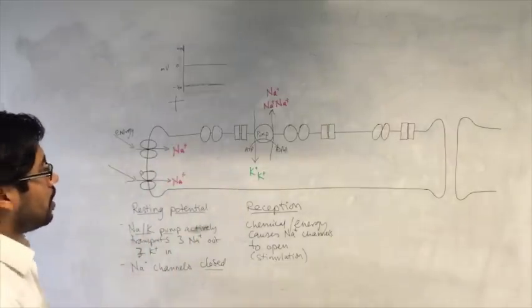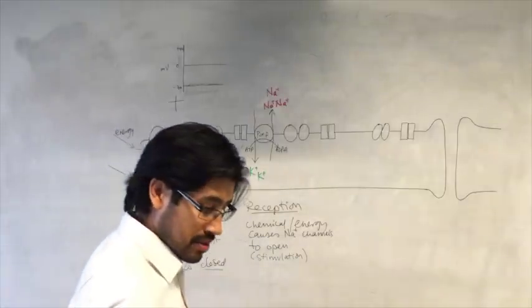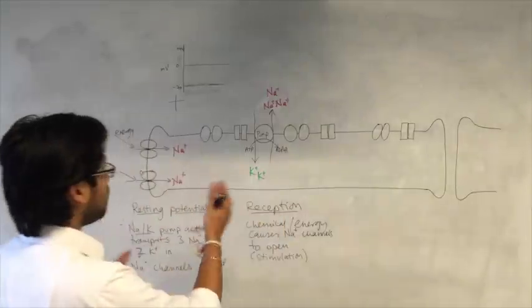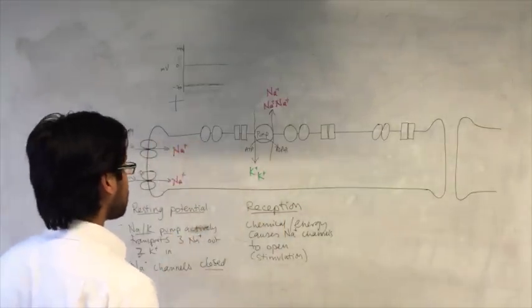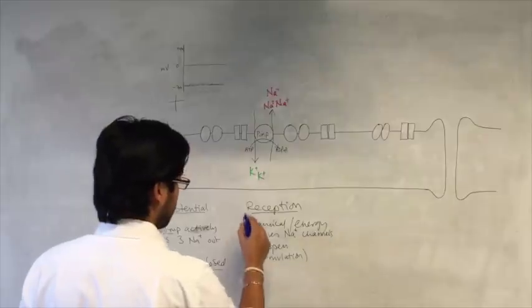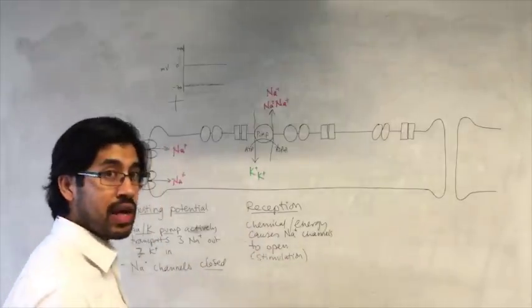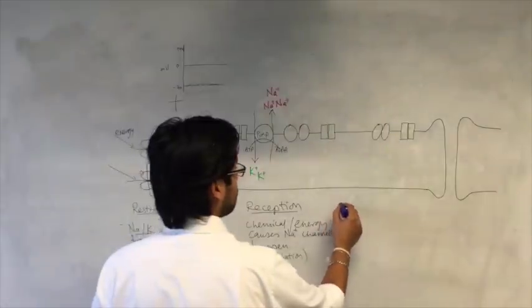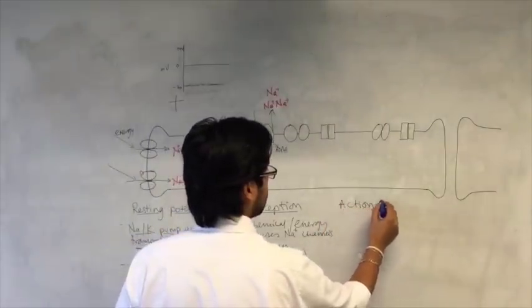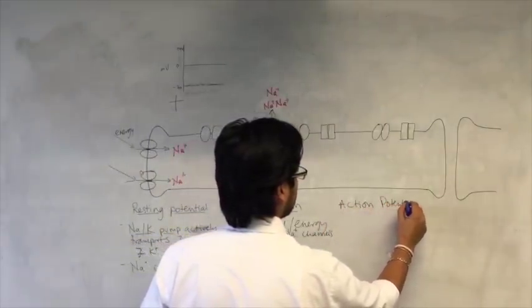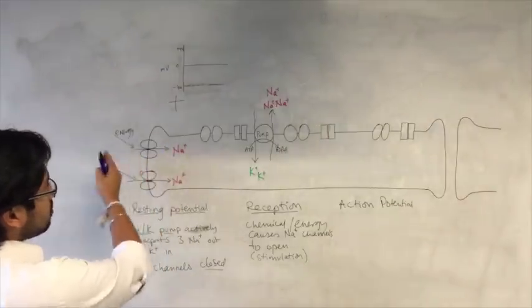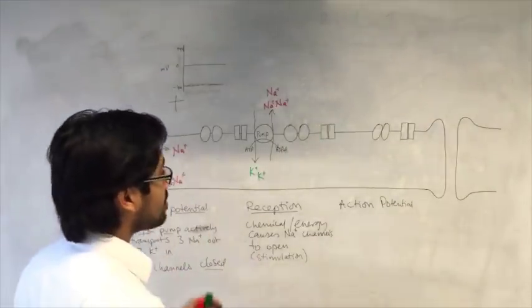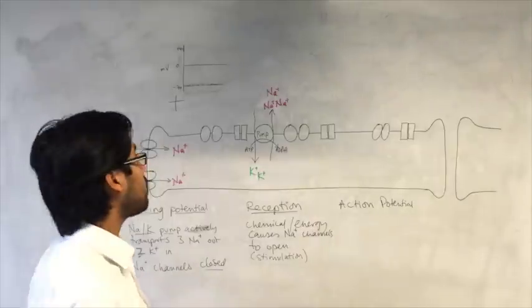Okay. Now, the next players in this little scene are the voltage-gated sodium channels. So now this is the beginning of the action potential. Now the initial entry of sodium into the cell causes a depolarization.